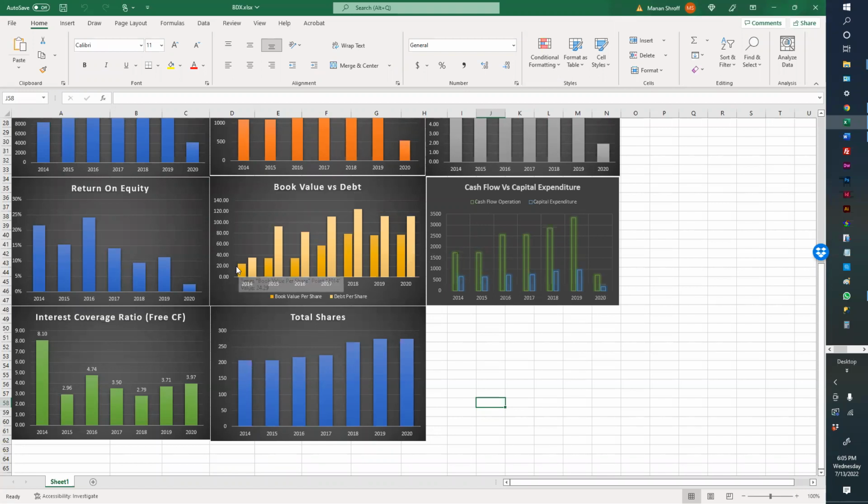So they used to have a $20 debt. Book value was $24. That was $35.55. Okay.